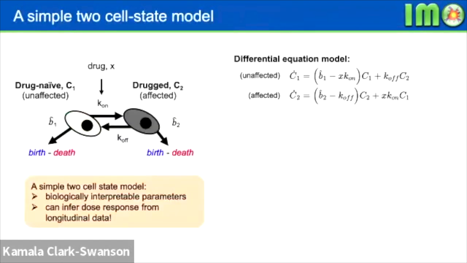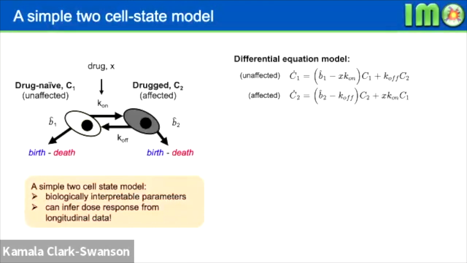Okay, so what is the math model that we used? This is from one of my all-time favorite papers where they describe a simple 2-cell state model which recapitulates a dose response curve. So the 2 cell states in the model are an unaffected cell state and an affected cell state affected by the drug dose. If we give no drug, we'd expect all the cells in the tumor to be unaffected, and you see that you have a net growth rate of B1.